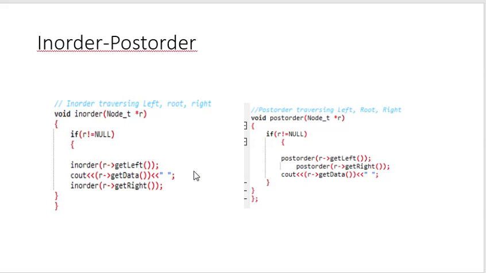Coming towards post order, all three functions are the same, only the order is changed. You write the left and right calls according to the definition of in order, post order and pre-order. For post order you write the left, right and then the root, then the get data.